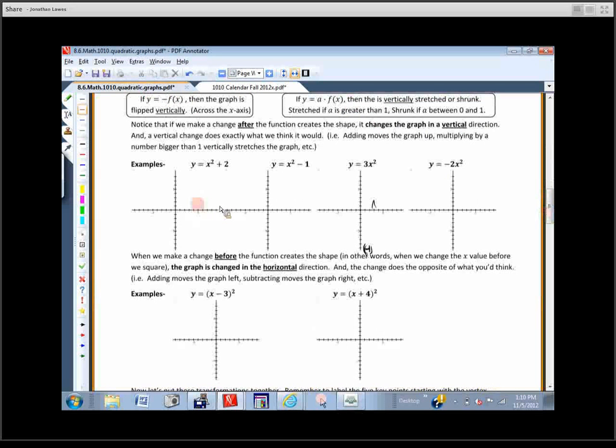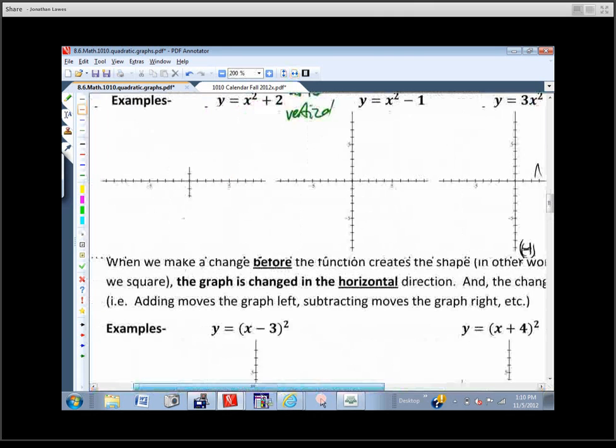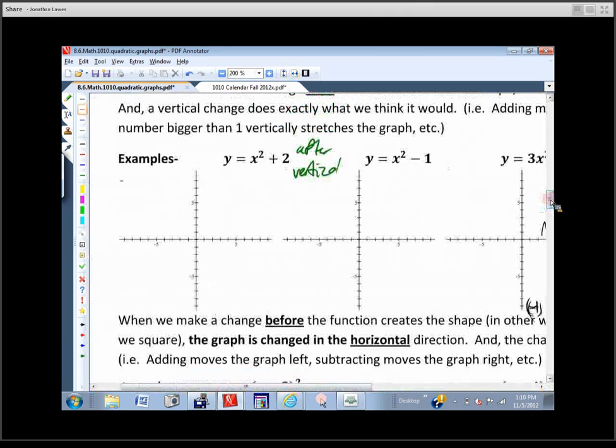So let's take a look at this right here. All we're doing to this graph is we're adding 2 to it. Do we do it before we square and make the shape, or after we square? After, okay? This is after, so it's a vertical shift. We're going to take that graph and we're going to move it up 2 units. So I'm going to take the parent graph for a parabola, the pattern we're familiar with. It normally is at 0, 0, so I'm going to move it up 2. There's my new vertex.